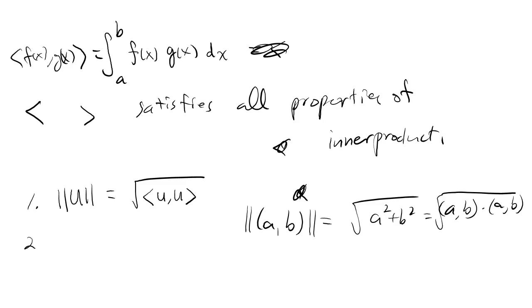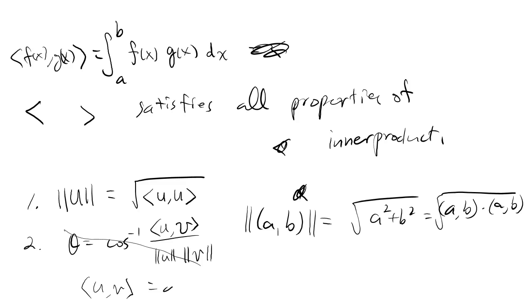So that's the norm. Second, you can even define angle. The angle theta will be cosine inverse of u dot v divided by the norms of u and v. You see this familiar one. Usually you don't really think about angle between two functions. That's kind of silly. But what's still really important is the fact that if u comma v is 0, we say that u and v are orthogonal.